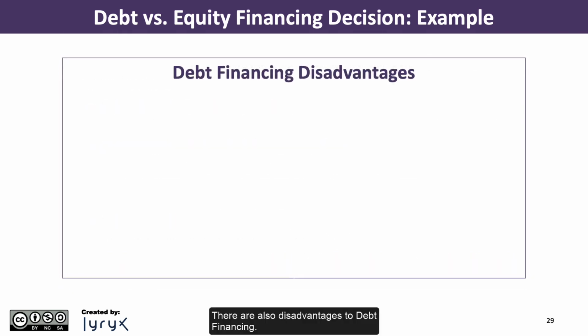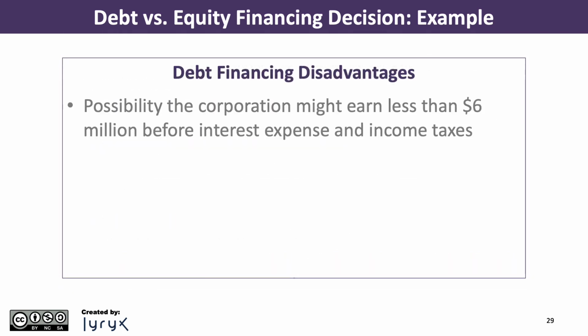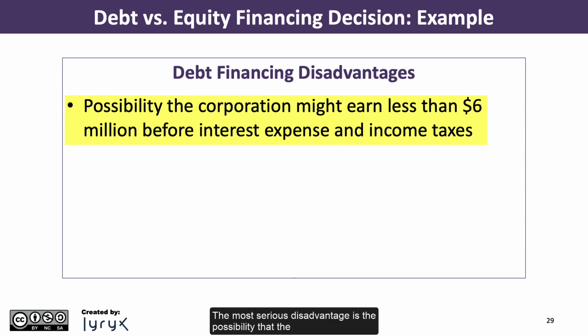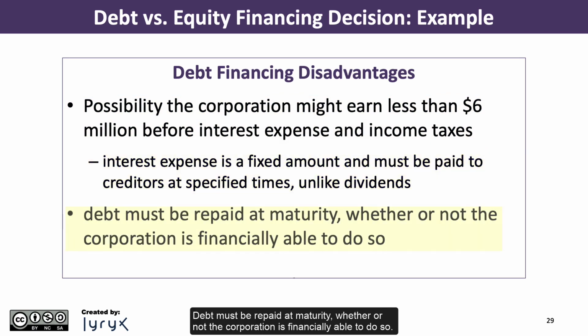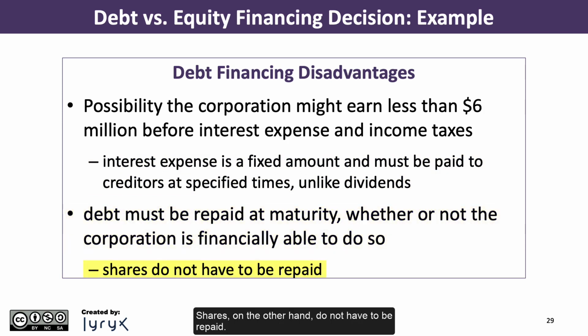There are also disadvantages to debt financing. The most serious disadvantage is the possibility that the corporation might earn less than $6 million before interest expense and income taxes. The interest expense is a fixed amount and must be paid to creditors at specified times, unlike dividends. Debt must be repaid at maturity, whether or not the corporation is financially able to do so. Shares, on the other hand, do not have to be repaid.